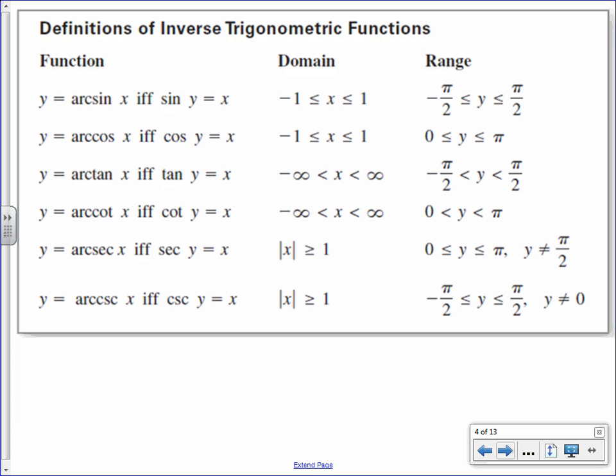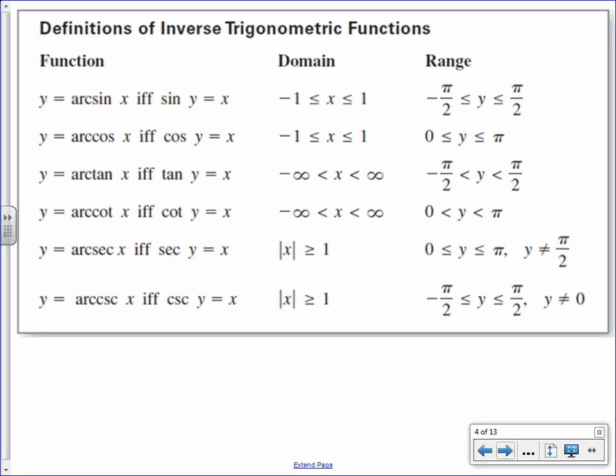So what do these mean? Arc sine of x just means the sine of y equals x. Remember, we're plugging in values and our output will be angles. There's the domain and range. Arc cosine, arc tangent, those are the three you worked with last year.